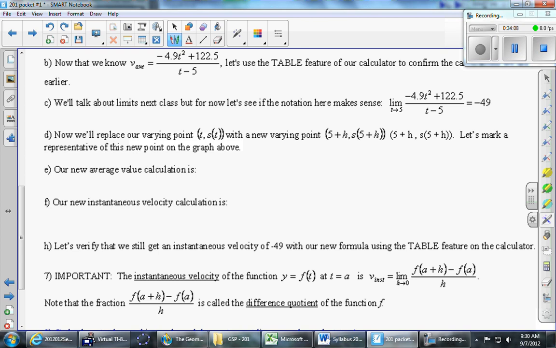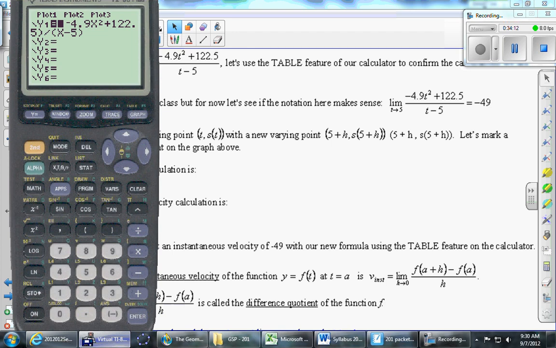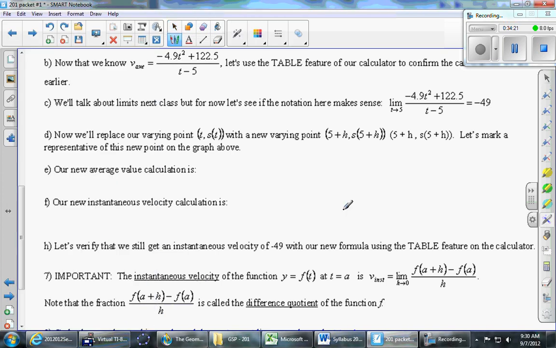We were trying to get closer and closer to 5. The numbers that we plugged in for t here were 4 and 4.9 and 4.999, and we were trying to send those to 5. And so here's how we write it. Limit as t approaches 5.